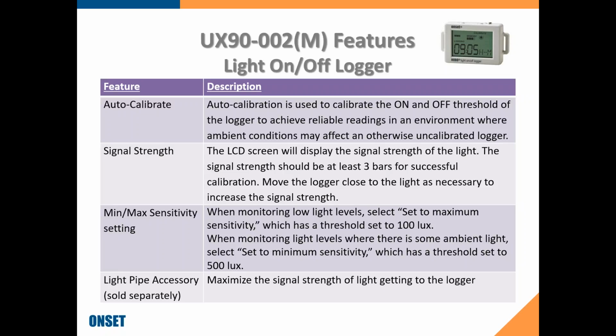We offer as an accessory, and I don't have it up here to show you, for the areas where it's just so difficult that the ambient light is really affecting your readings, what's called a light pipe. And really, all the light pipe does is it clips over the actual light sensor built into the data logger. So now you're isolating the actual light level, or the light, I should say, that you want to understand when it's turning on and off.